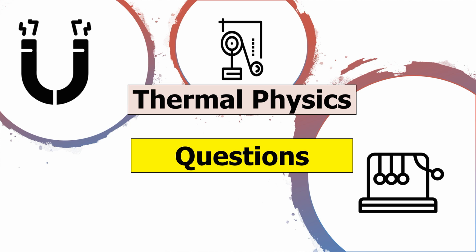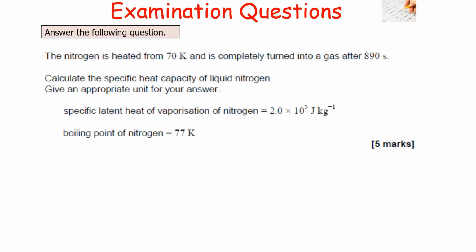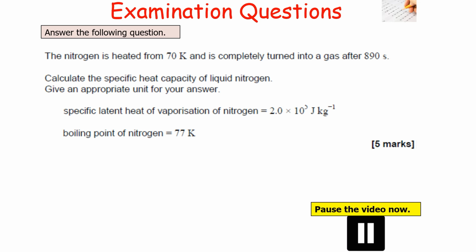Let's have a look now at a few longer questions in thermal physics. The first question is that nitrogen is heated from 70 Kelvin and is completely turned into a gas after 890 seconds. Calculate the specific heat capacity of liquid nitrogen and give an appropriate unit for your answer. Pause the video now, then unpause the video when you want to go through your answer.